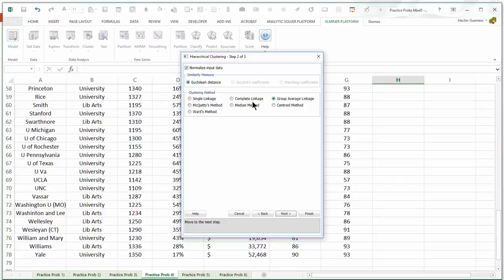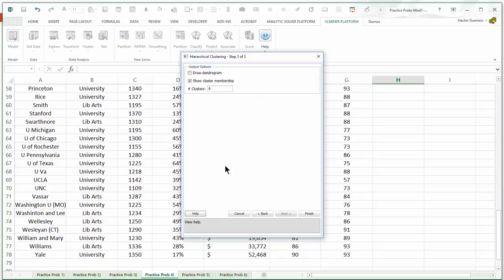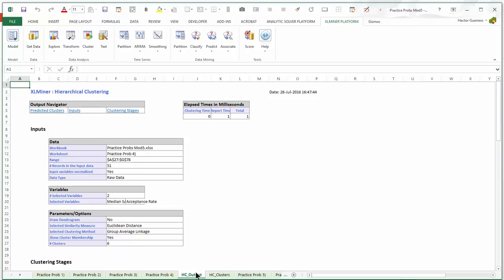There are a bunch of other methodologies that can be used, but this is one that's used quite often. Let's go to next. It asks me how many clusters I want, and I want to show my cluster membership. Why? I'm trying to put them into clusters. Why wouldn't I want to show how they're organized? I hit finish, and I get two output sheets: one called hierarchical clustering output and one called hierarchical clustering clusters.